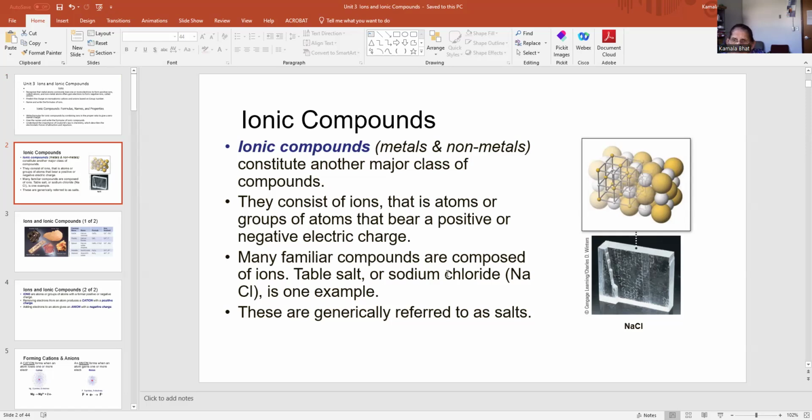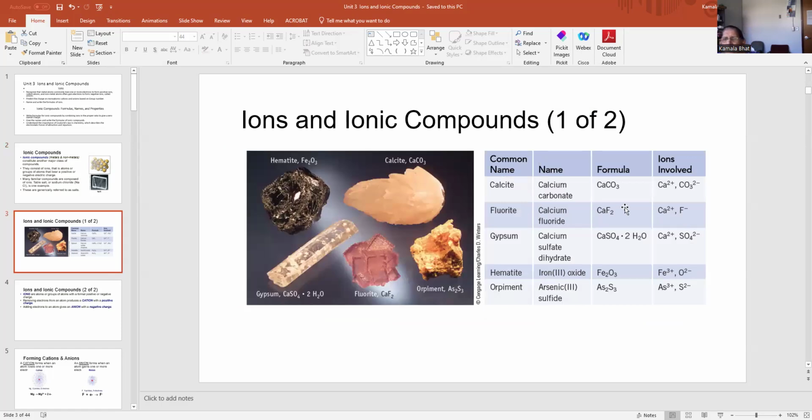These are generally referred to as salts, and you can see on the right-hand side how they are arranged in a box with chlorine atoms surrounding one sodium atom and one sodium atom surrounding 6 chlorine atoms. And so it just goes on repeating by itself. That is called the unit cell. Now, some of the common ionic compounds may also be like gemstones. And so here are some common named compounds.